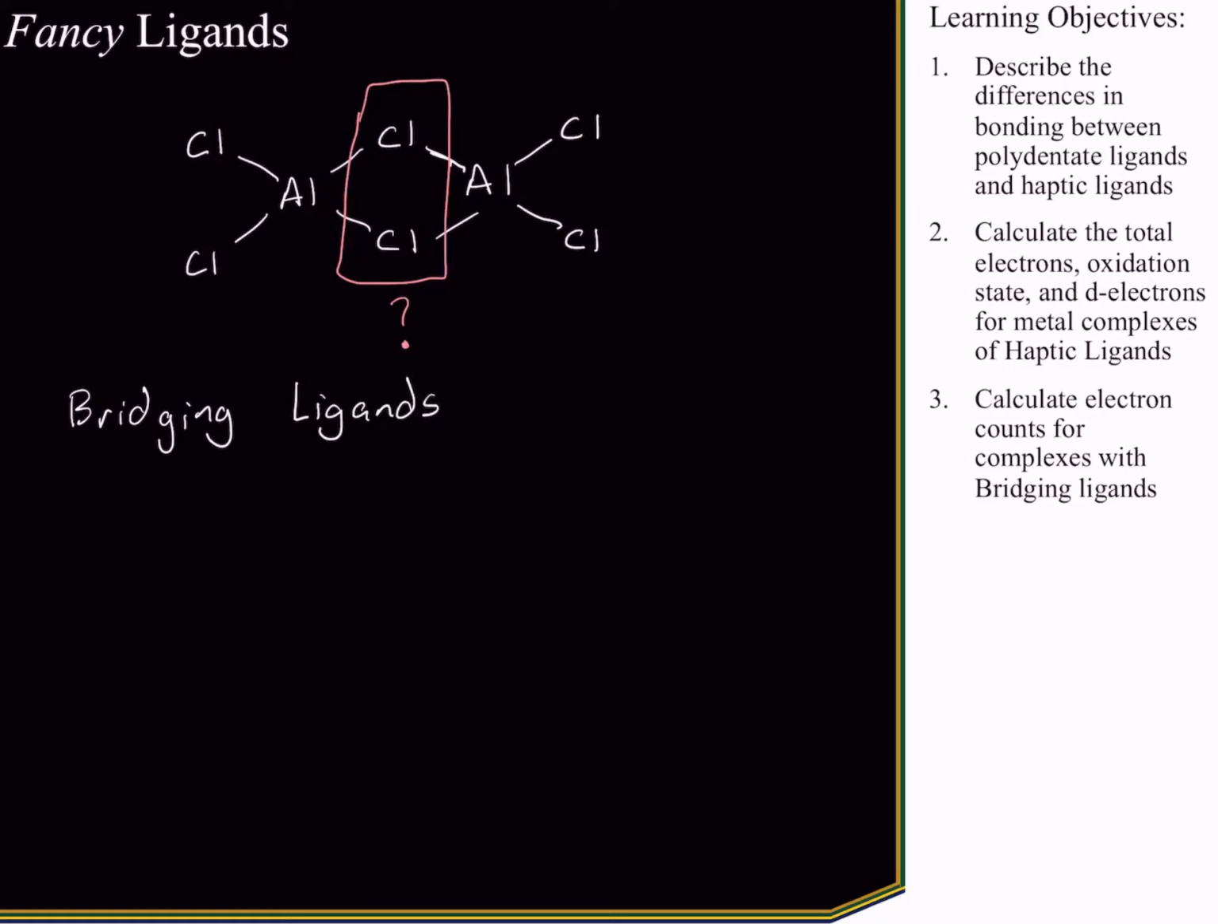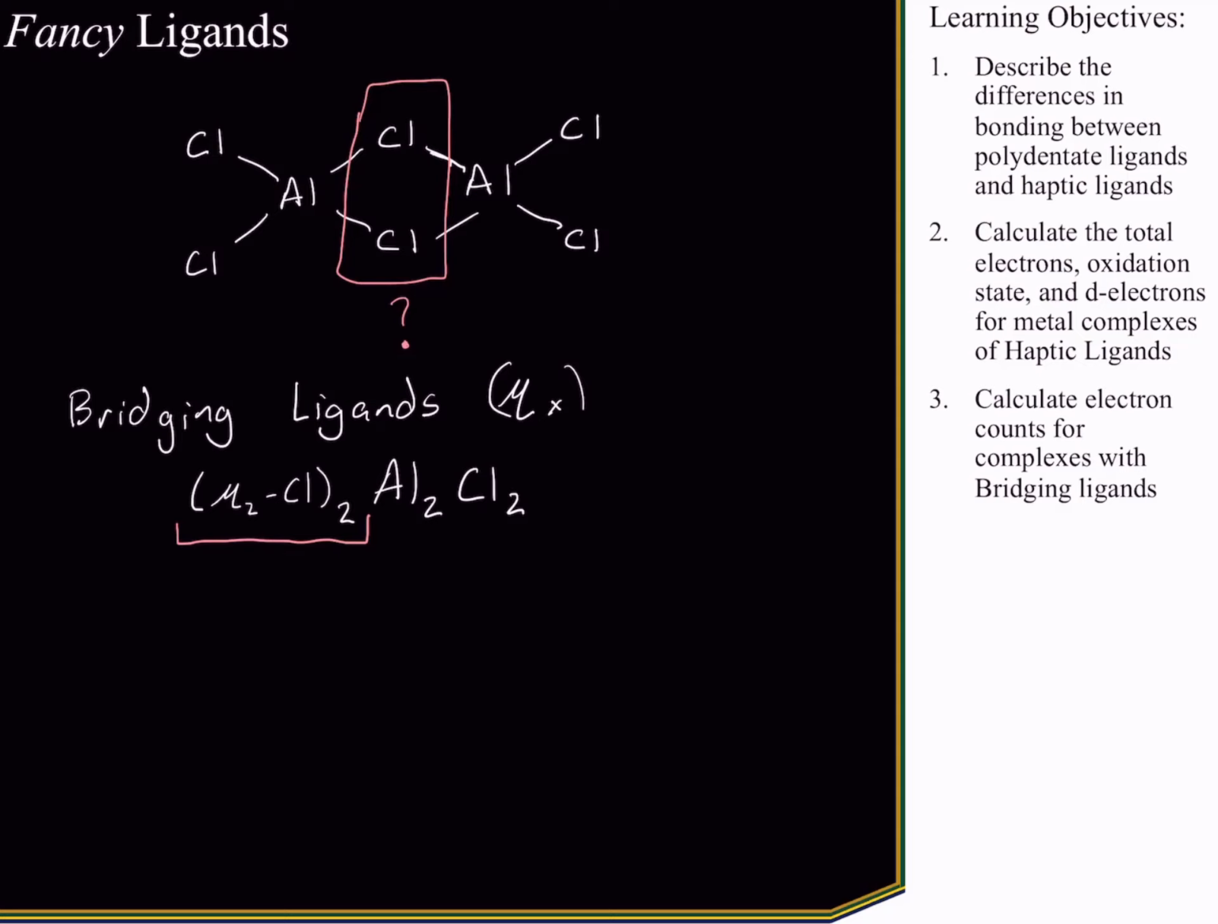And this gets the label, just like hapticity had that label eta. For bridging, we have mu. And the subscript denotes the number of metals that the particular atom is bound to. So if I was going to try to write out an abbreviation for this structure, I could call this mu2 chloride, aluminum 2, Cl2. Right, so this label here on the left is describing that bridging behavior for my chloride.